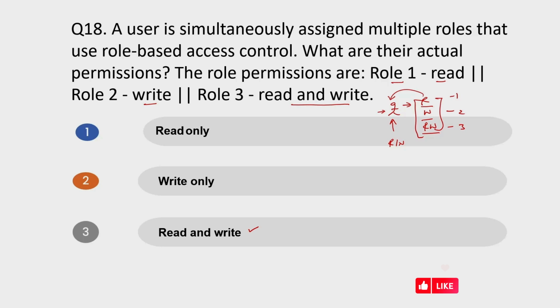Read only is restrictive permission. This is not going to apply. Write only, this is also not going to apply because we have the combined permission of read and write. So this will take into effect. So basically the combination of all the permissions will be taken into effect. Let us say we have read, write, read, write. So this combination of permissions will be effective for the user.